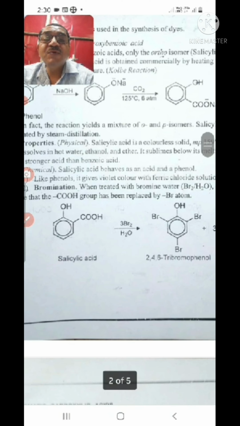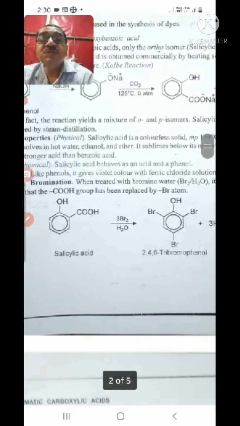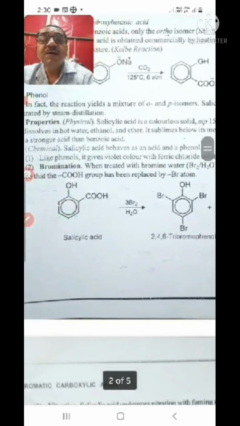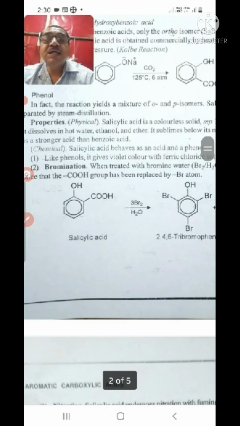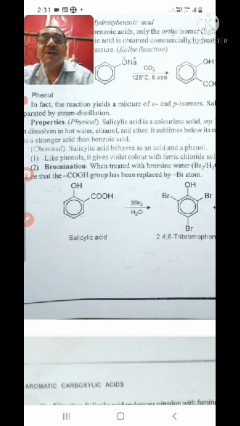Salicylic acid behaves as an acid and a phenol. Like phenols, it gives violet coloration with ferric chloride solution. Now the another part of the salicylic acid, that is the preparation. After preparation and properties, there are chemical reaction parts. Here around 3 to 4 reactions are there.